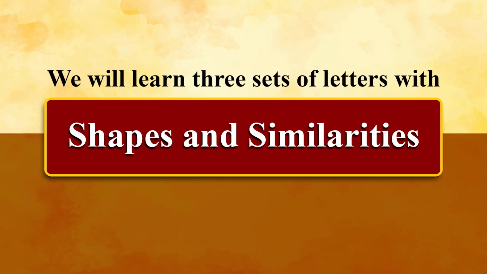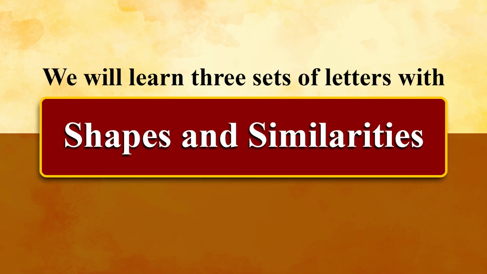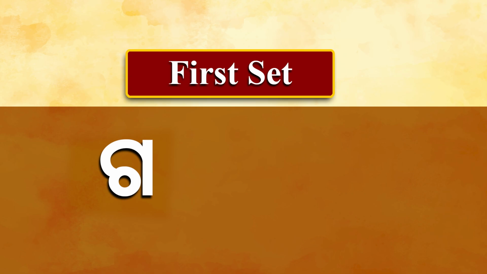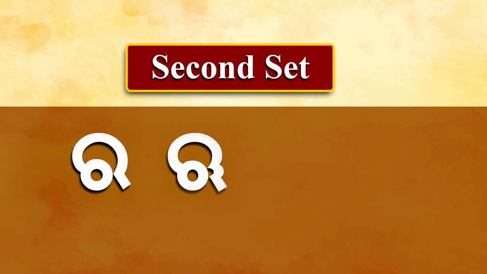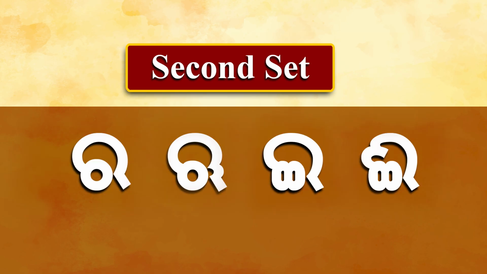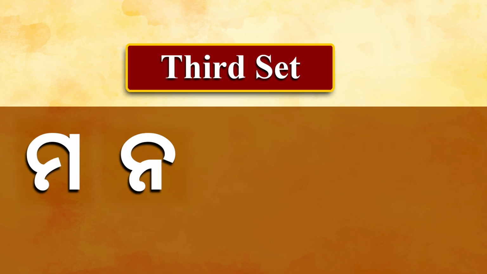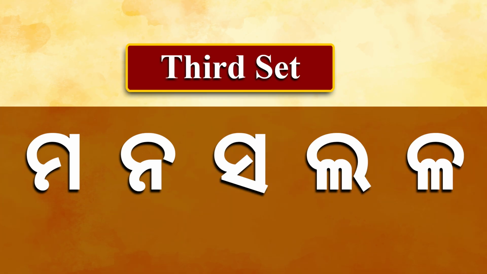Let us follow carefully. We will learn 3 sets of letters with shape and similarities. In the first set, we will learn Ga, Kha, Sa. In the second set, we will learn Ra, Ru, E, E. And in the third set, we have Ma, Na, Sa, La, and R. Now let's see how to write these alphabets one by one.